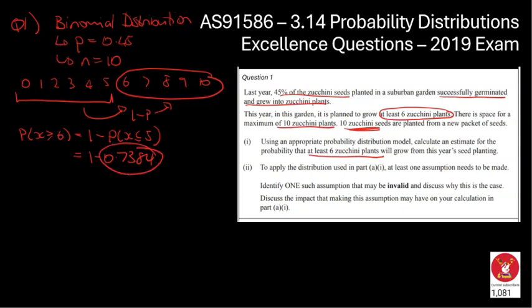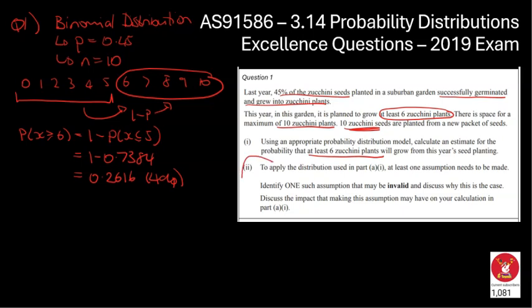When I did that, I got 0.7384 as my probability of 5 or less. And as I said, I've got to take that away from 1 to then get the probability of 6 or more. And when I do that, I get a probability of 0.2616. And they had a rounding of 4 decimal places. So I've now answered I.